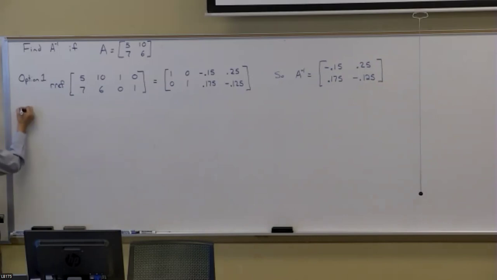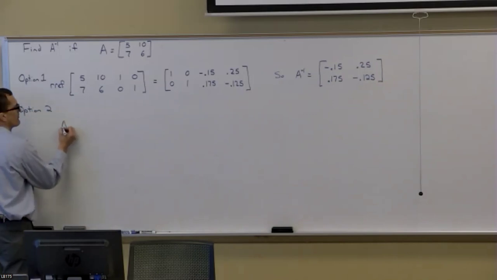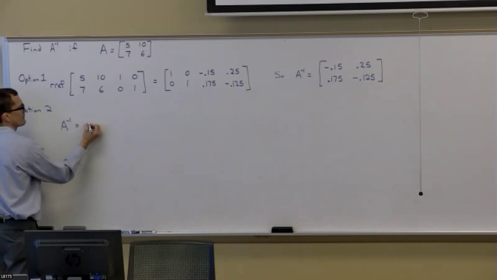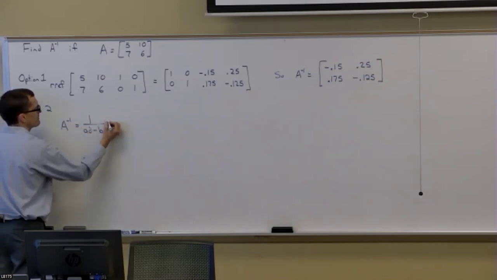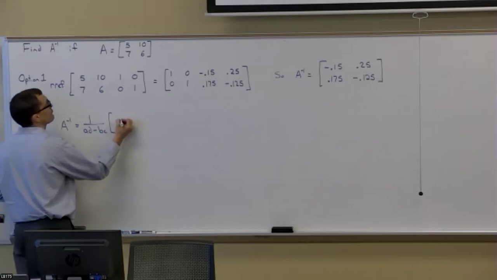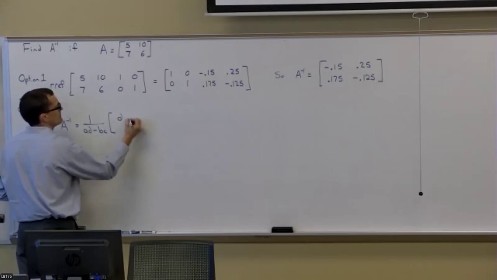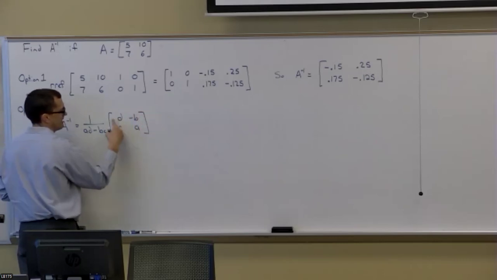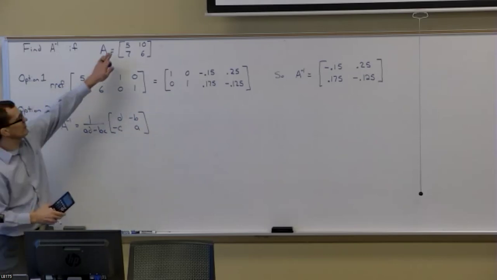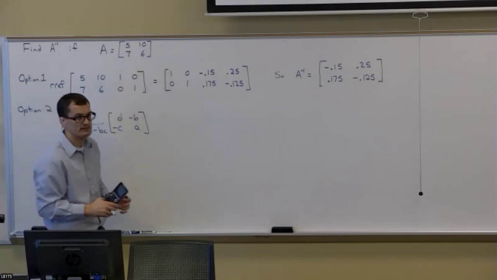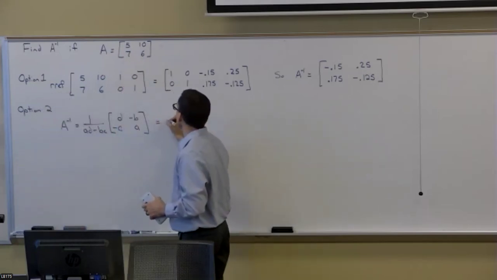Okay. Option 2. A inverse is 1 over AD minus BC times, again, I just swap the A and the D, and then negate the B and the C. Okay, where I'm thinking of this as A, B, C, D.